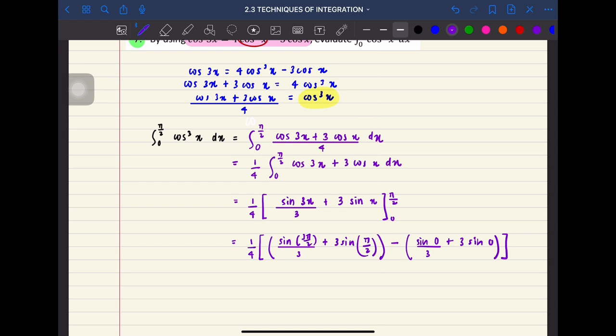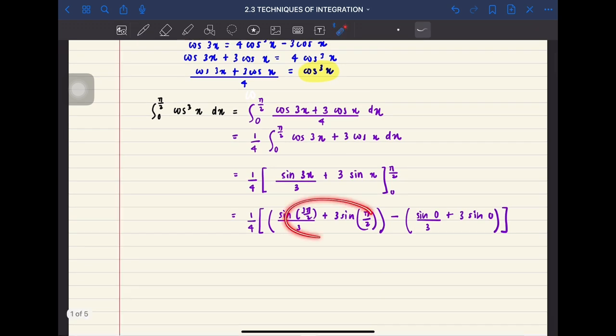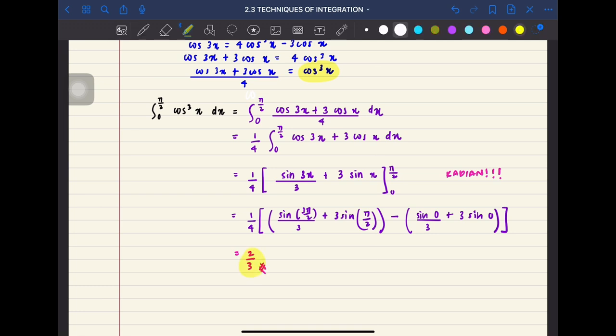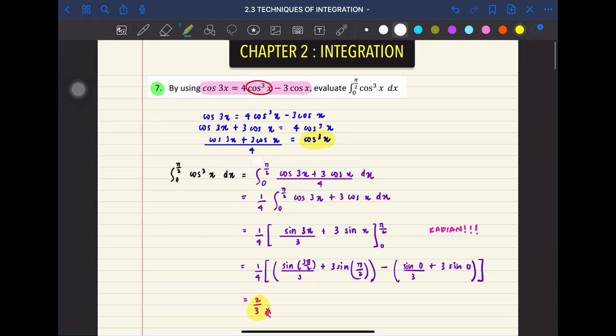You can directly use the calculator to find the value here and here, and make sure your calculator is in radian mode, because we use pi for this question. So calculate, and you will get your final answer, which is 2 over 3. This is your final answer. Alright, that's for question number 7.